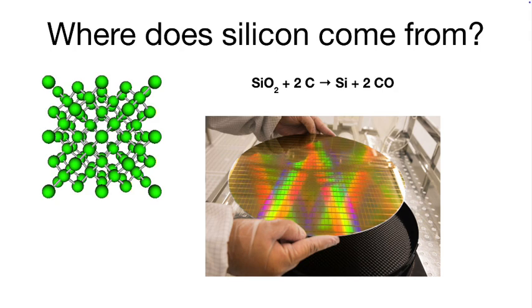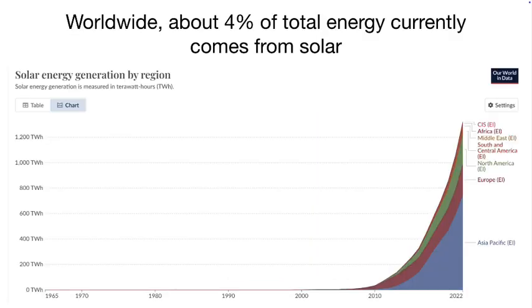Where does silicon come from? You're taking glass, you react it with carbon. That's going to form pure silicon, and you're going to release carbon monoxide from that system. Okay? Lots of energy. We can talk about worldwide energy consumption. Feel like a jerk, but yay.